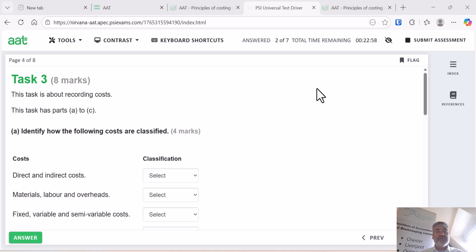In this recording, I'm going to walk you through task 3 of the AAT Sample Assessment 2 for PCTN, Principles of Costing. So let's have a look at task 3, broken down into multiple requirements, all adding up to an overall mark of 8.